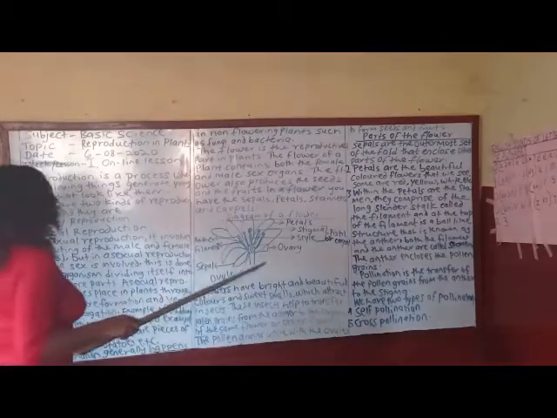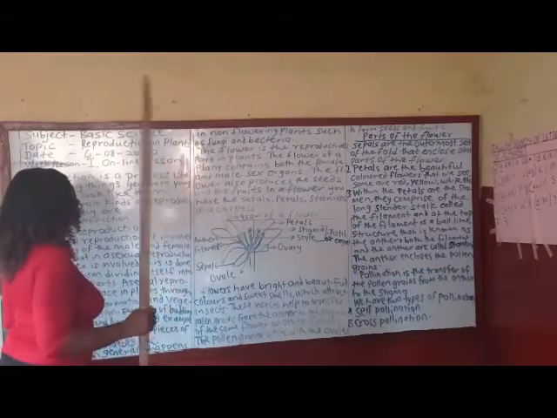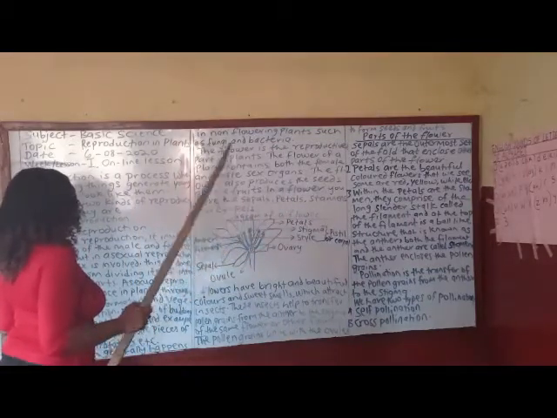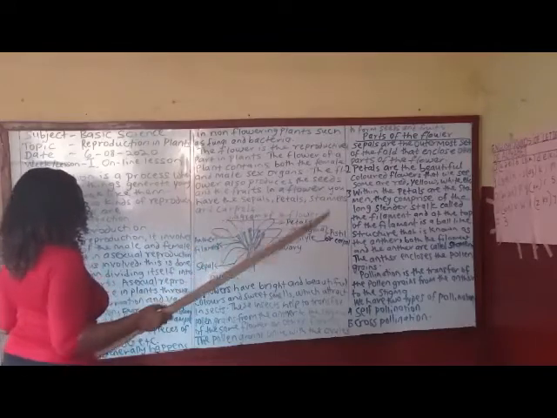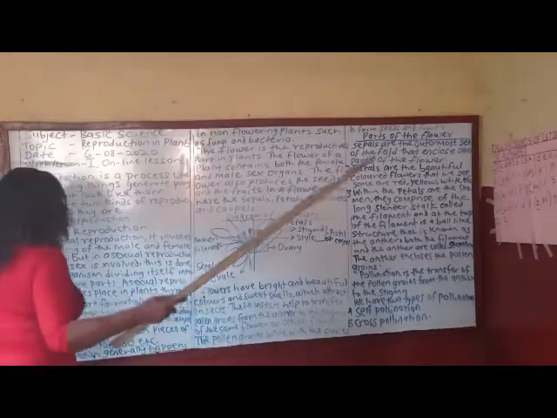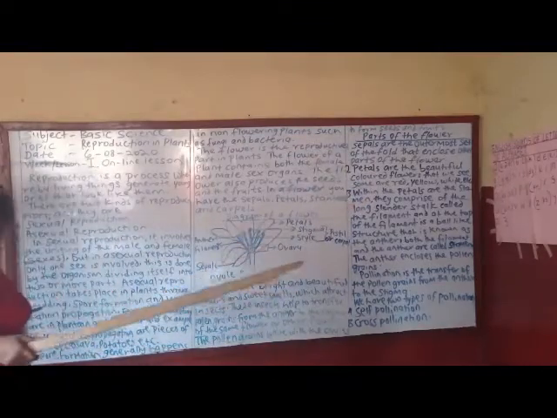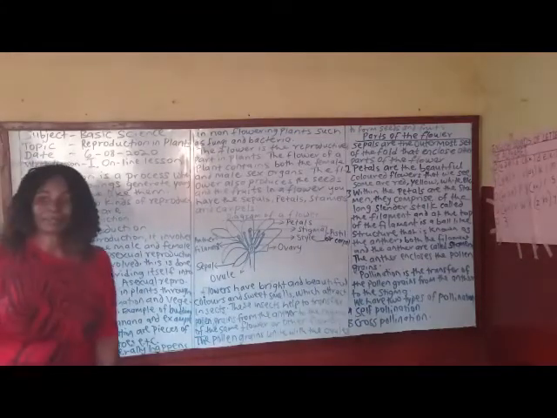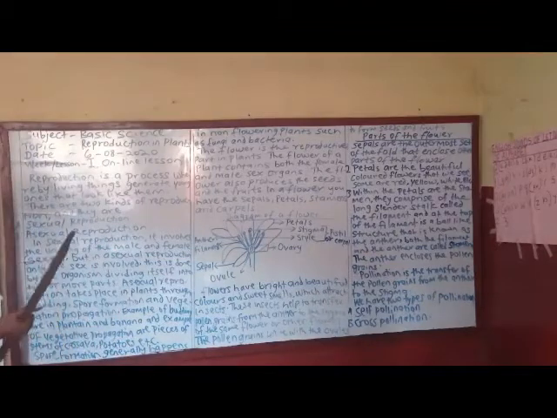Let us look at parts of the flower. I drew a diagram on the board. And in that diagram, we have the sepals, petals, stamen, and carpels, and so on and so forth. Please, I want to explain this one by one. Remember that flowers have bright colors. Some of their colors are red, yellow, white, etc. And they also have sweet smells.